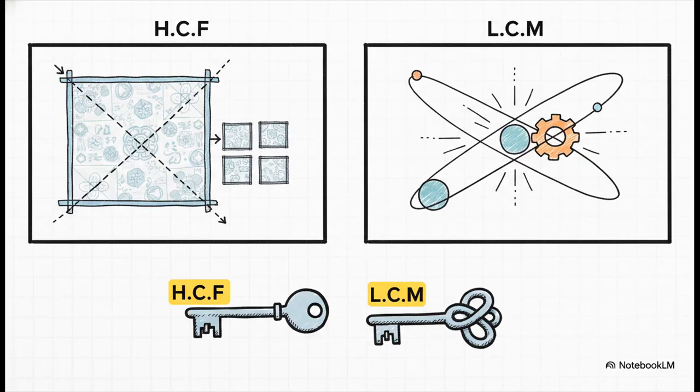So let's boil it all down. The main thing to remember from all of this is super simple. If you need to split things into the biggest possible equal groups, you need HCF. If you need to figure out when things will sync up again, you need LCM. That's really the core of it.